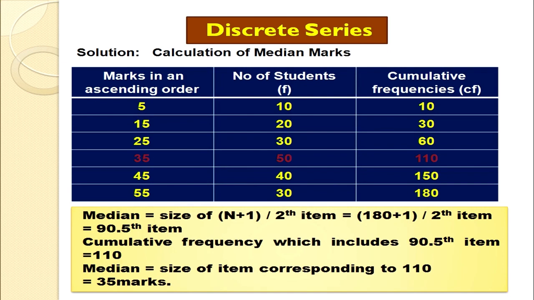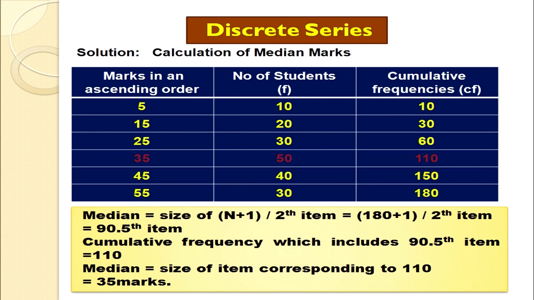Marks in ascending order. So we have arranged the marks in ascending order, and the respective frequencies have moved along. So 5, 15, 25, 35, 45 and 55 are the marks. In the first step we arranged the data in ascending order. The second step is cumulative frequency. We have made one more column for the cumulative frequency, that is 10, 10 plus 20 is 30, 30 plus 30 comes to 60, 60 plus 50 comes to 110, 110 plus 40 comes to 150, 150 plus 30 comes to 180. So we have done the cumulative frequencies.